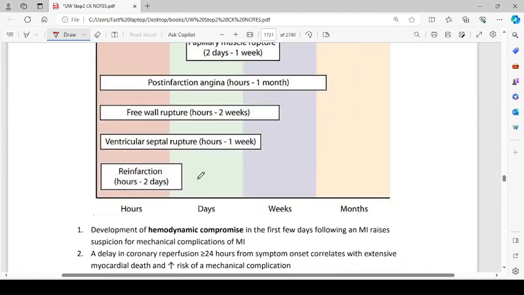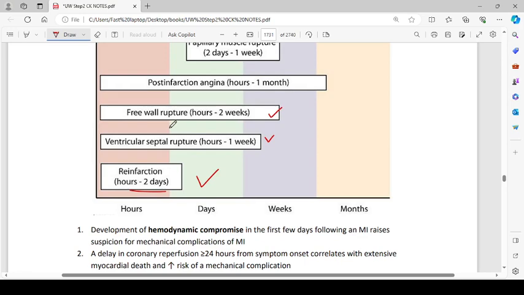The first complication is reinfarction, that can happen within hours to 2 days. Then there is a chance of ventricular septal rupture, which can happen within hours to 1 week. The free wall rupture can happen within hours to 2 weeks, and there is another thing, chordae tendineae rupture, that can also happen within hours to 1 week.